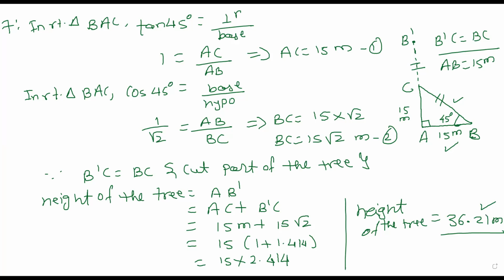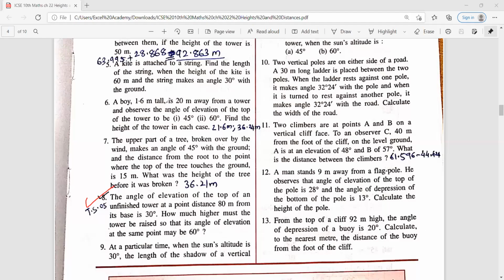Is this clear? समजले सगळ्यांना? 8th one करूया. So what is 8th one? The angle of elevation of the top of an unfinished tower at a point distance 80 meter from its base is 30 degrees.